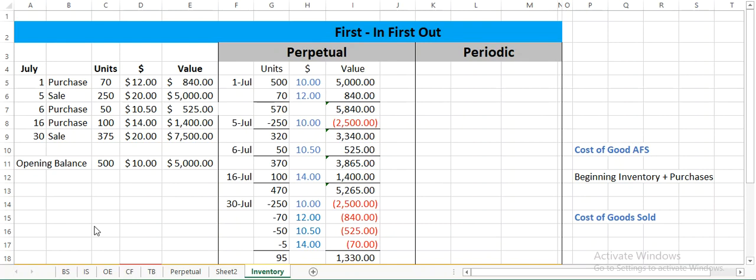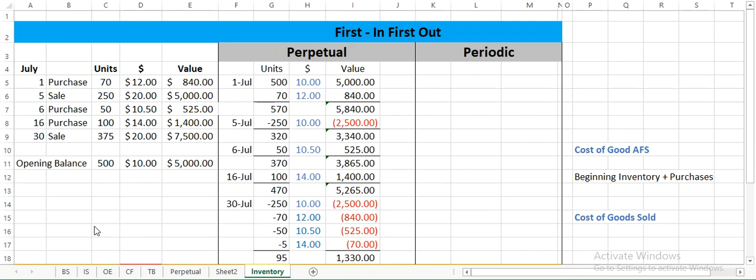Okay, hi. First in, first out method underneath the periodic system. We just spoke about the perpetual system, and now let's move on to the periodic system, which again is a system that's going to be much less complicated and easier to calculate. But again, it's important to know both, to have an idea of what they are.